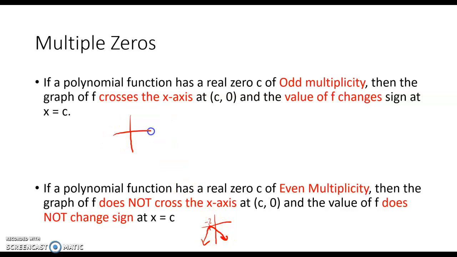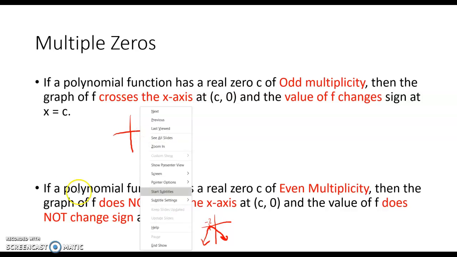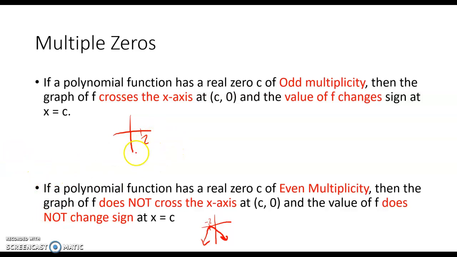But then up here, let's go with 2. If positive 2 is of odd multiplicity, the graph is going to pass through it like that. It's going to cross the x-axis, and the value of our graph changes sign. On this side it was on the negative side, and then after you passed x equals 2 and onward, you go into the positive side.